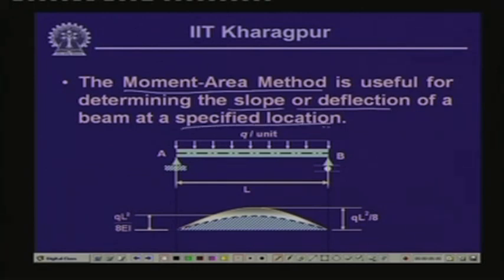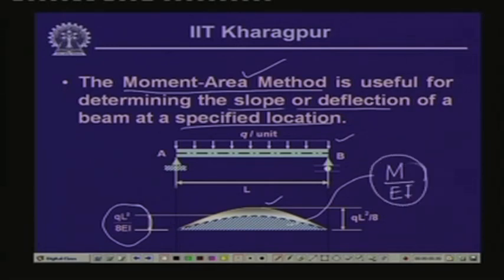For using the moment area method, as you have noticed, we need to employ the bending moment diagram of the particular beam for which we are interested to evaluate slope and deflection. From the bending moment diagram we arrive at the M by EI diagram, and that is what is of interest for employing the moment area method. Using this M by EI diagram we compute the value of slope and deflection in a beam at a particular location where we are interested.